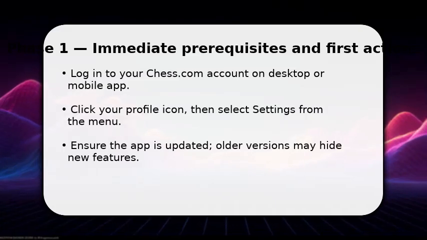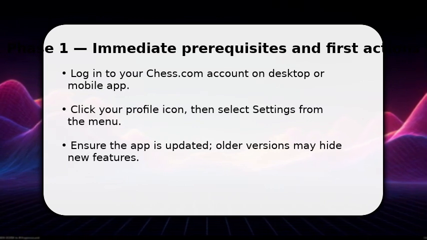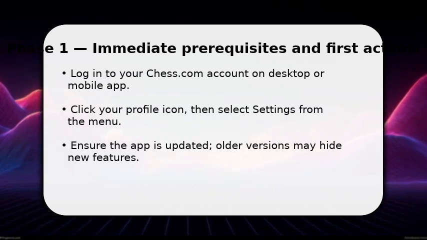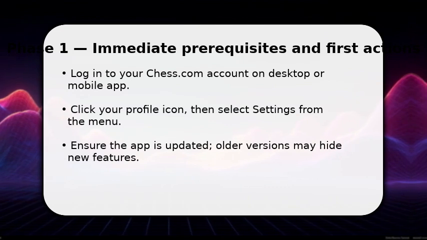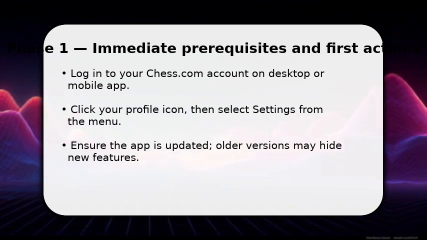You start by opening Chess.com and signing in, this gets your profile and preferences loaded. Once signed in, click your profile avatar at top right, then choose Settings from the drop-down.